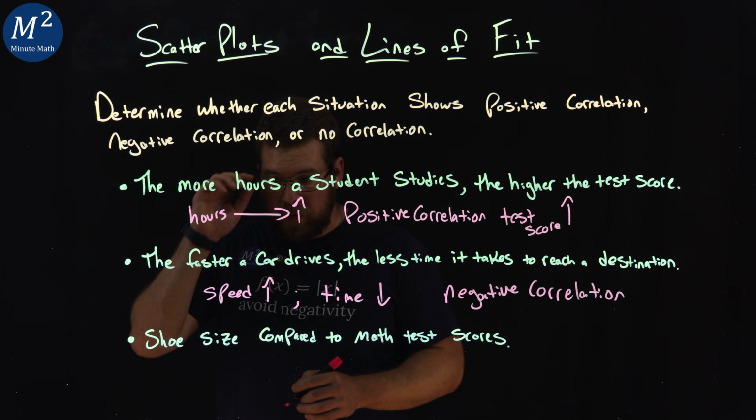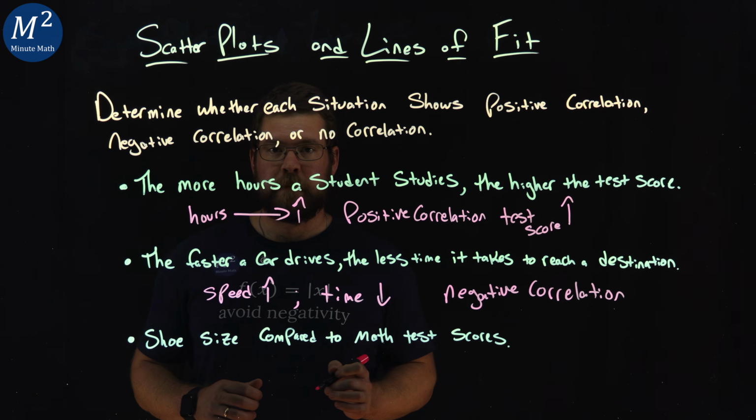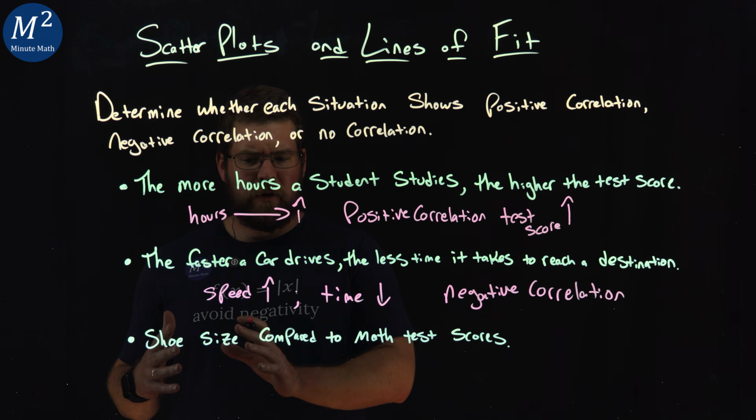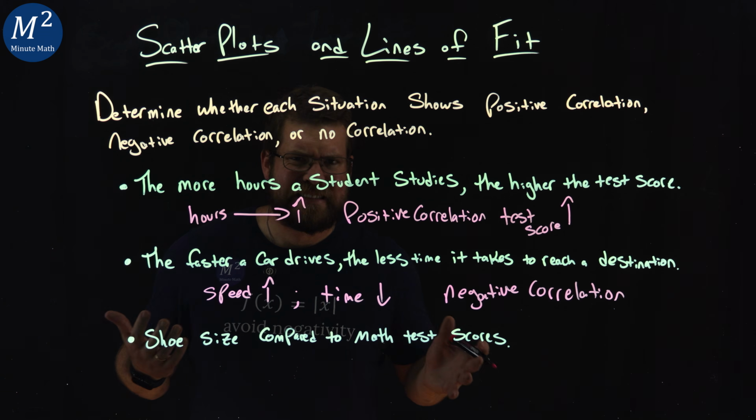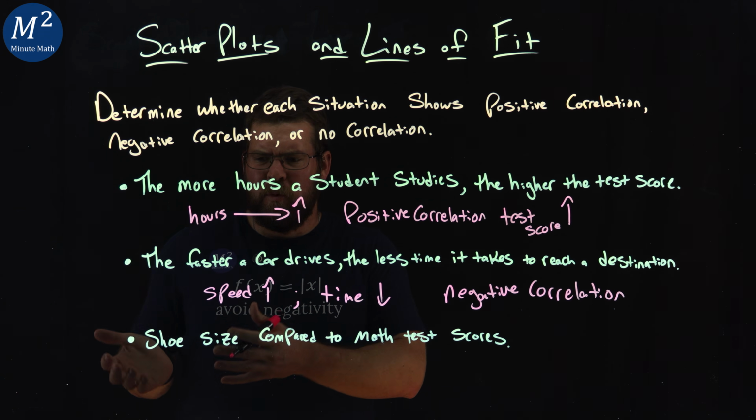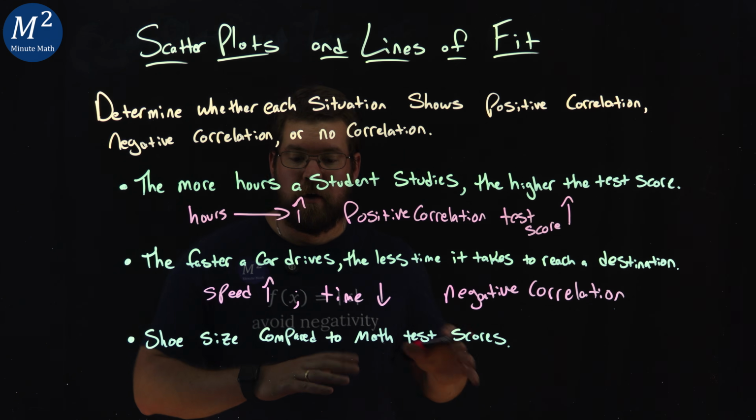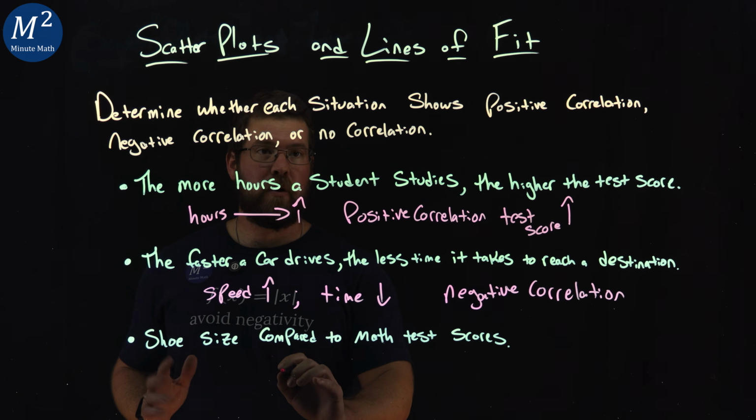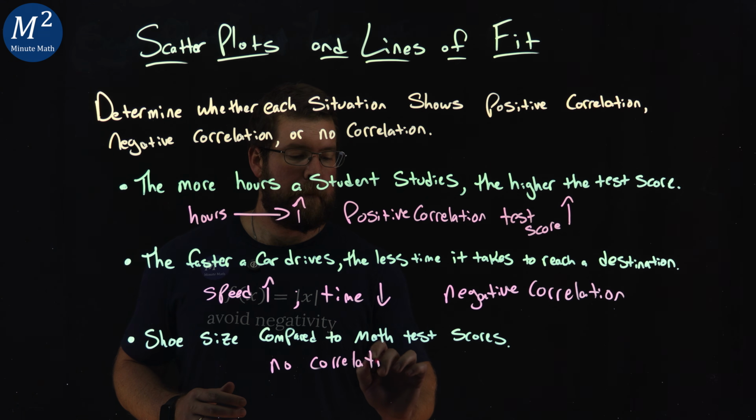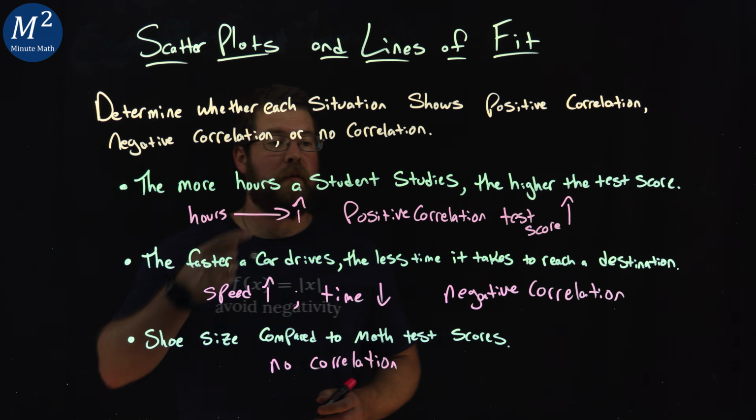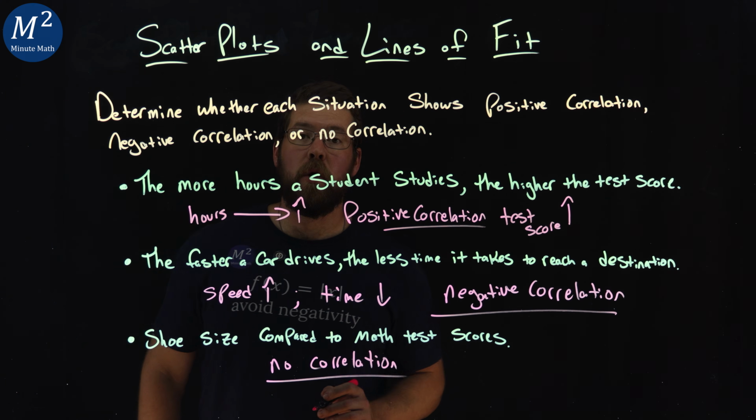Now lastly, the shoe size compared to math test scores. Well, they don't really tell us that they're actually related at all, right? And that really doesn't make any sense, right? Why would your shoe size determine your math test score? So between these two variables, there is no correlation. So no correlation. All right. So we have an example of a positive correlation, we have a negative correlation, and then a no correlation.